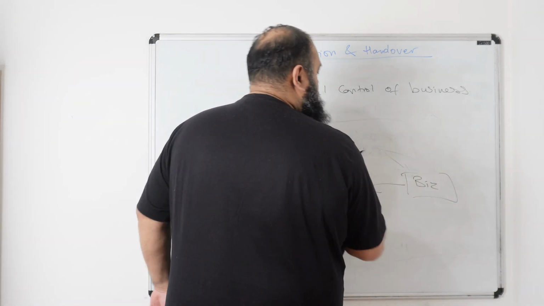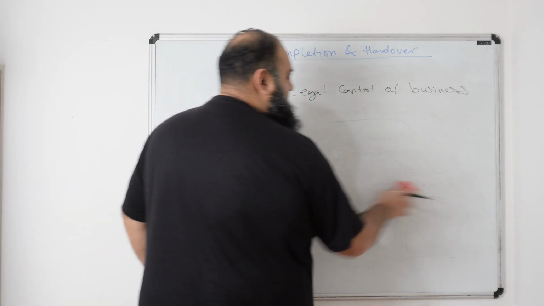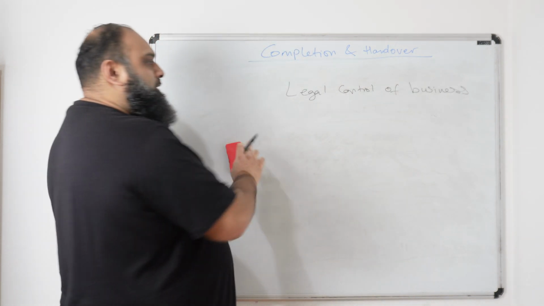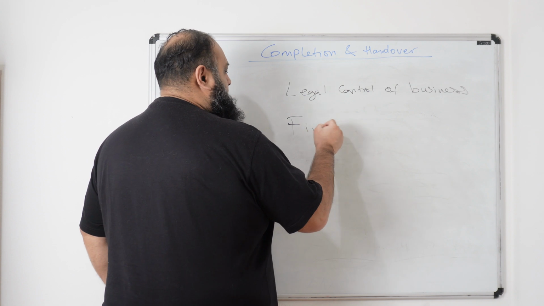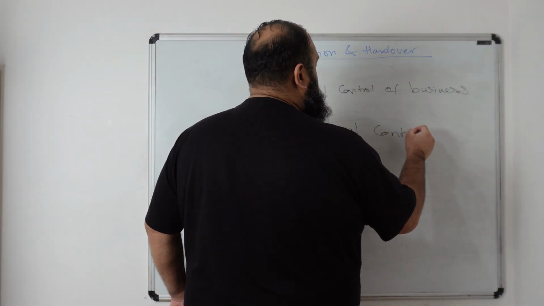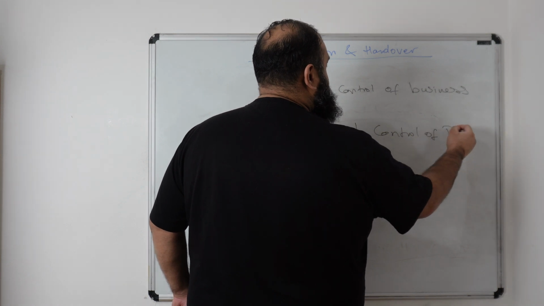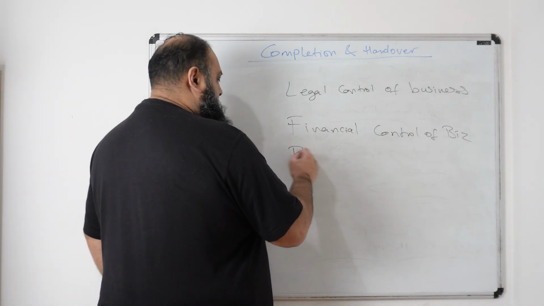Now, once you've got legal control of the business, you need to now get financial control of the business. Financial control of biz. So that means banks, number one, get control of the banks.